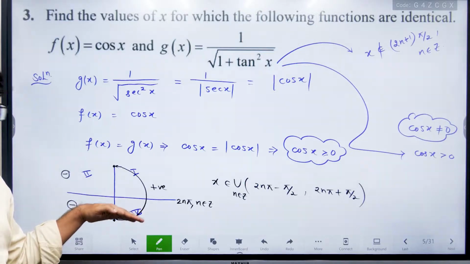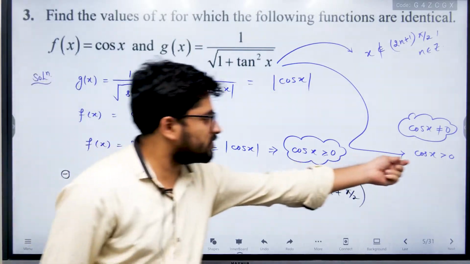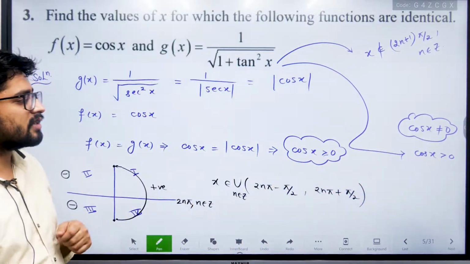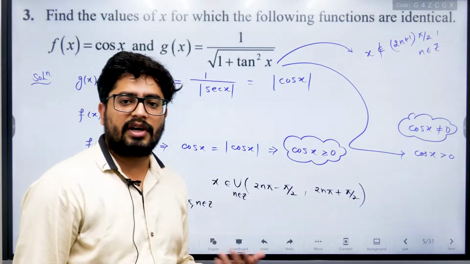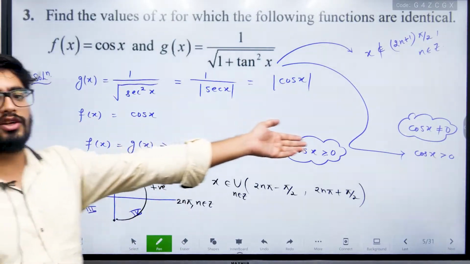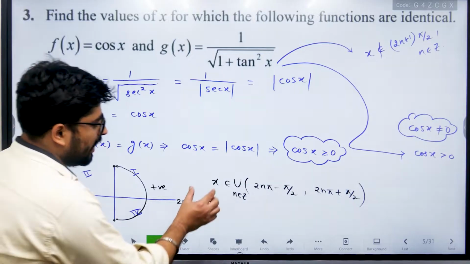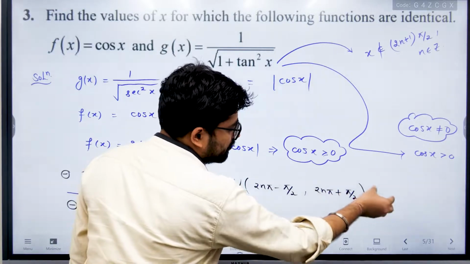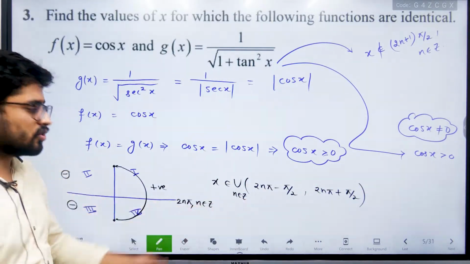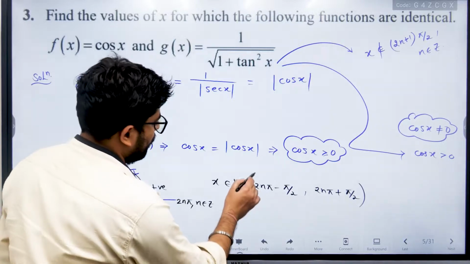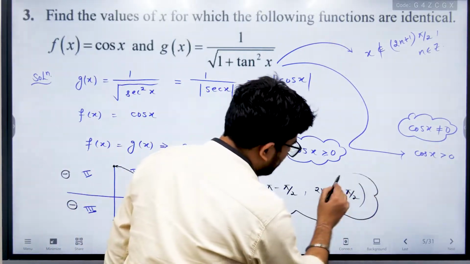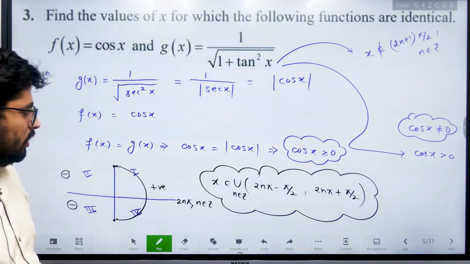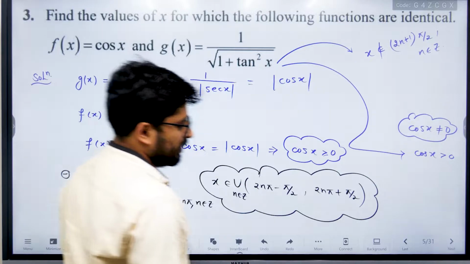You can also do this process as in trigonometric equations, trigonometric inequalities, and so on. So you have to find all the values of x where cos x is greater than 0. x can take any value from the interval 2n pi minus pi by 2, 2n pi plus pi by 2, where n is an integer. This is the domain, the collection of values of x for which both the functions are identical or equal. Got it? Now let's do the next one.